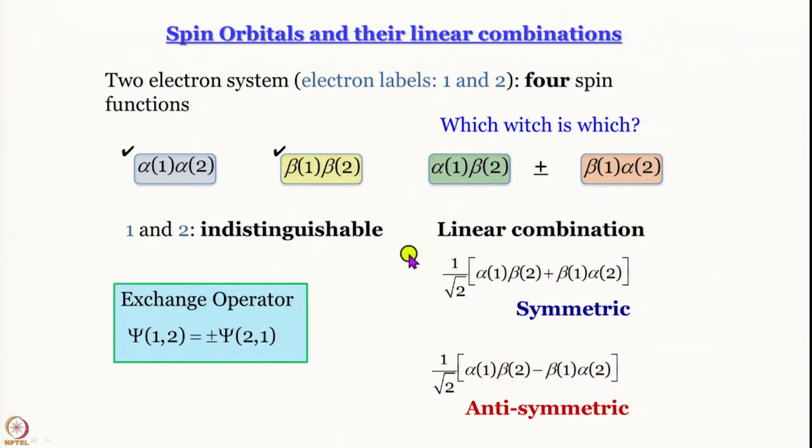But we cannot write alpha 1 beta 2 or beta 1 alpha 2, because you do not know whether it is 1 or 2 that has alpha spin. You do not know whether it is 2 or 1 that has beta spin. So, you must take linear combinations, and linear combinations can be taken in 2 ways: symmetric with respect to exchange and antisymmetric with respect to exchange. Symmetric or antisymmetric with respect to the exchange operator. So, we see that when we talk about spin orbitals, we can have symmetric and antisymmetric spin orbitals with respect to exchange.